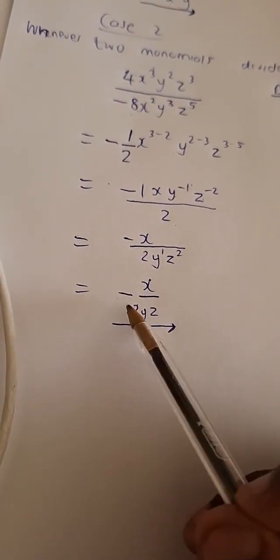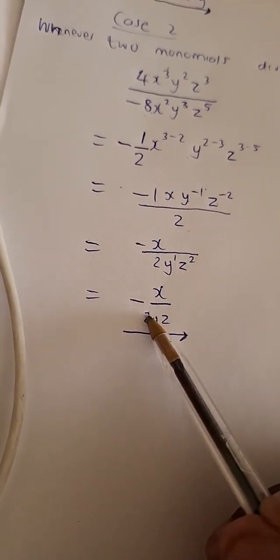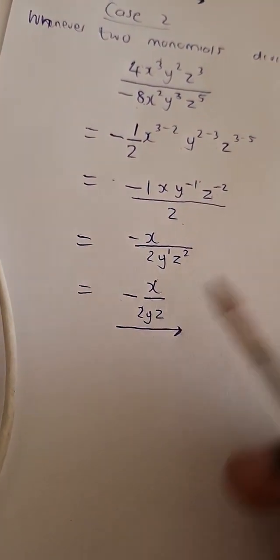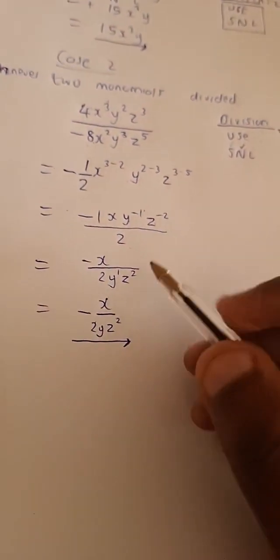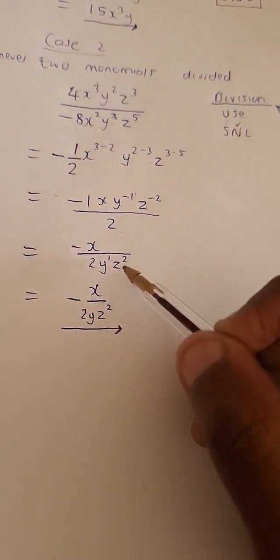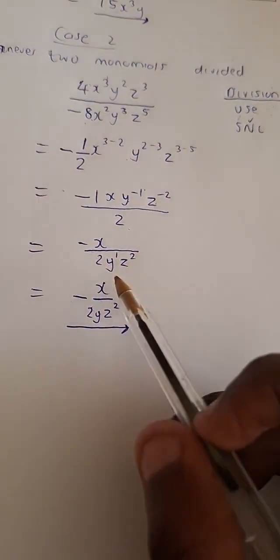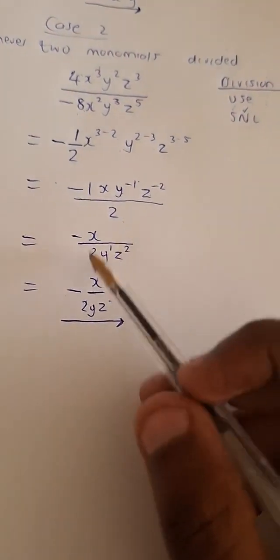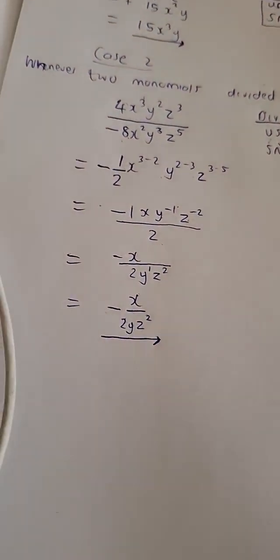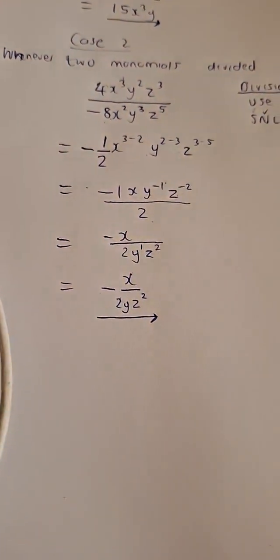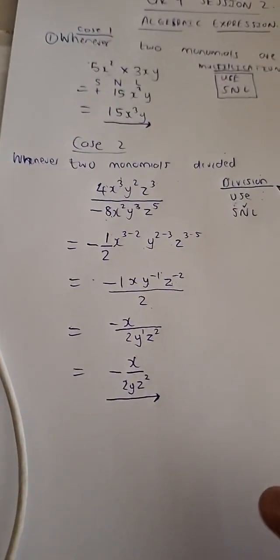Our answer is negative x over 2yz to the power 2. Let's not forget the exponent 2 that was there. You see, it's very important to make sure that we check that everything that was there is there as it was initially. All right, let's move right along.